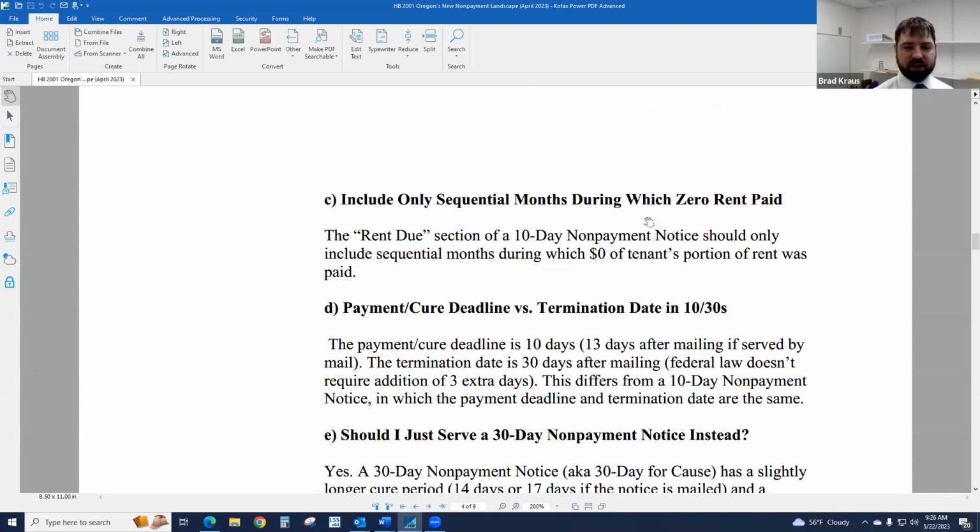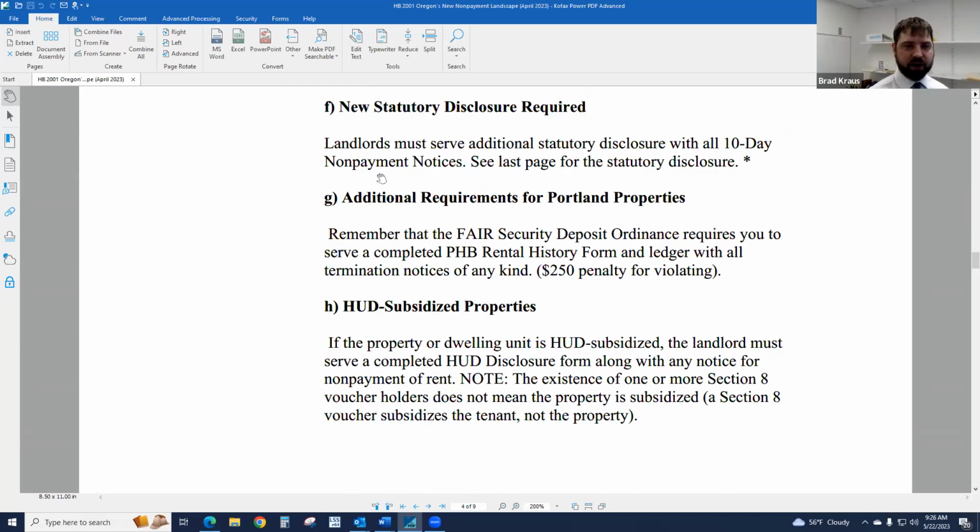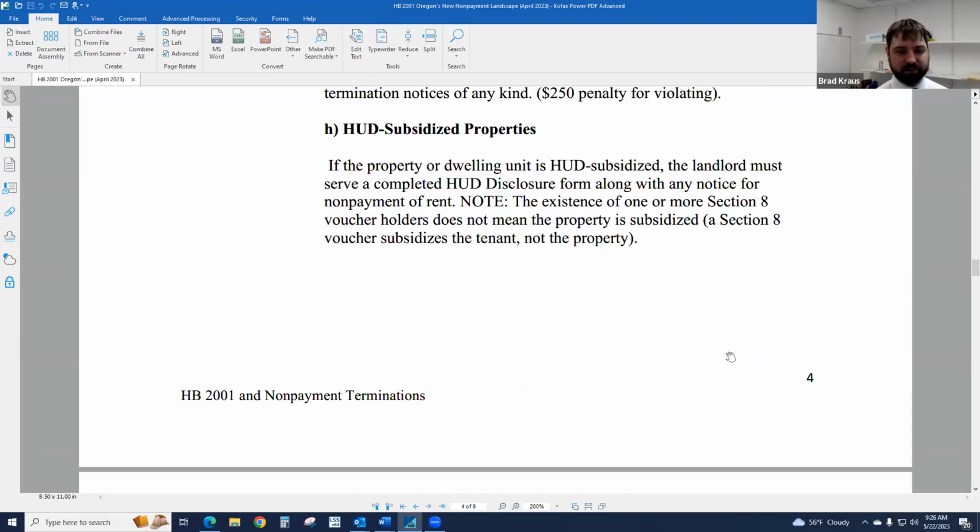The rest of this is the same as what we talked about. Basically here, should I just serve a 30-day for cause non-payment notice instead? You should, yes. It has a slightly longer cure period, but it allows you to include other amounts like late fees, utilities, damages, all sorts of other things that you couldn't include in a straightforward non-payment notice. So again, if you're subject to the CARES Act, or if you have any concerns about the CARES Act, just use a for cause notice and you're going to be set. All right. Again, that new statutory disclosure, just make sure that your for cause notice also has that disclosure on it. Okay, that's important because without it, the notice is going to be defective.